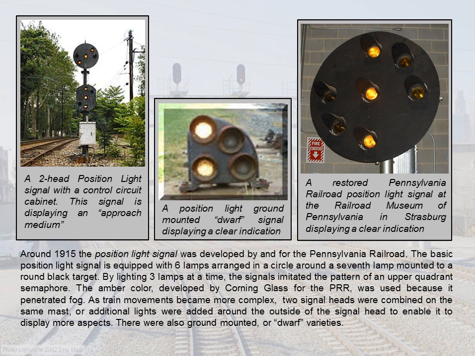As train movements became more complex, two signal heads were combined on the same mast, or additional lights were added around the outside of the signal head to enable it to display more aspects. There were also ground-mounted or dwarf varieties.